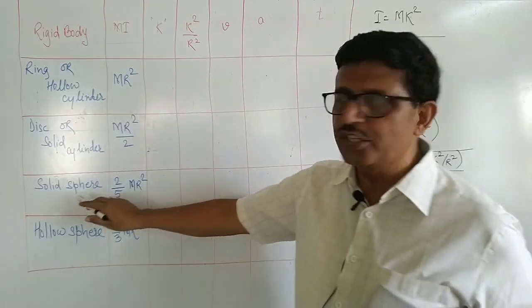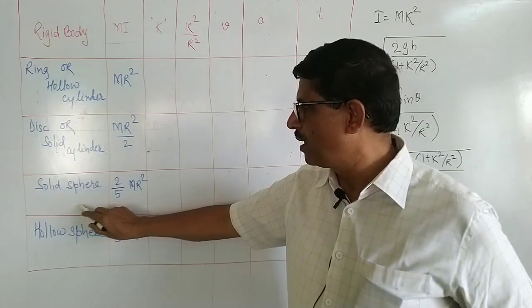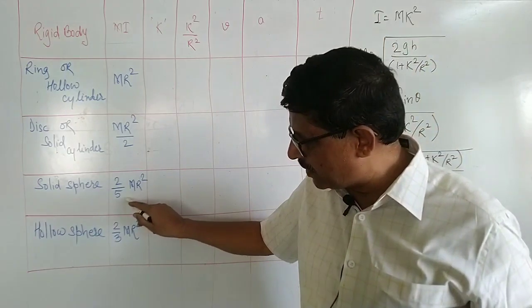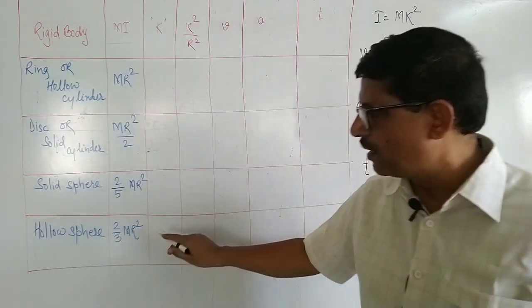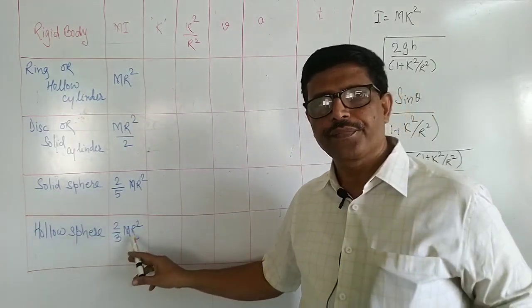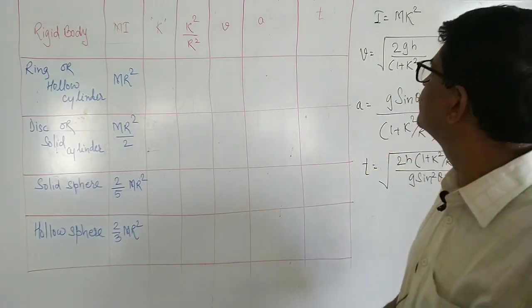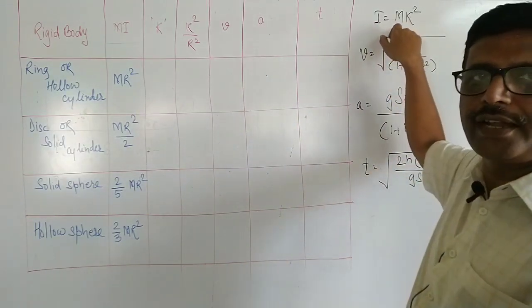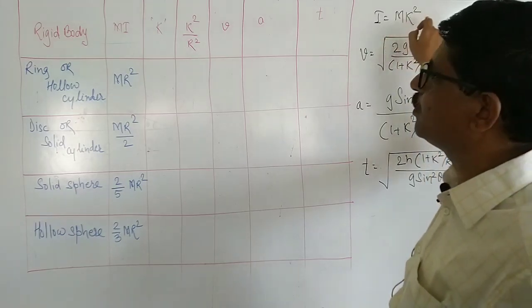This is the solid sphere. This is its moment of inertia about its diameter. This is a hollow sphere, and its moment of inertia about the diameter. The moment of inertia is written in the form of radius of gyration as I = mk².